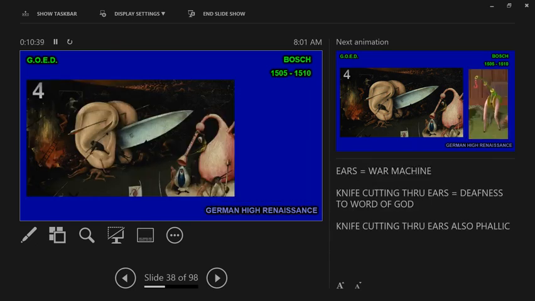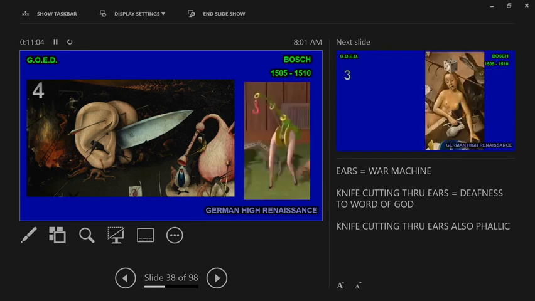The number 4 detail is the ears with the knife going through. That is a symbol of a war machine. And also, the knife cutting through ears can be interpreted as being deaf to God's word. But it looks quite phallic, with the ears and the direction of the knife. You know what that reminds me of? It reminds me of this toy from Toy Story.